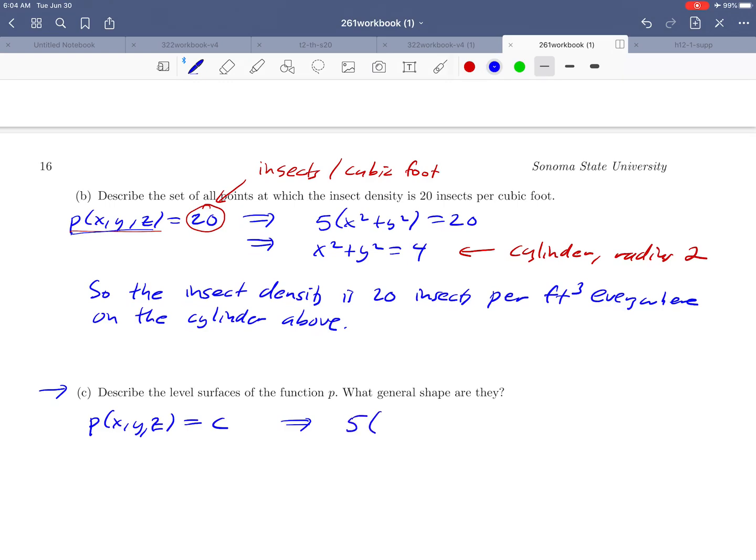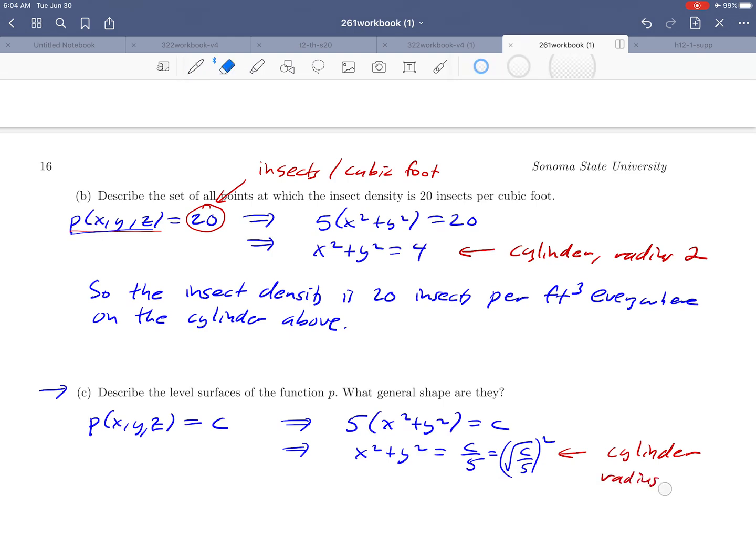So we're going to take the formula for p that we have and set it equal to c. Go through the same calculation that we did above. We're going to divide both sides by 5. Then we can ask, what type of shape are we looking at? Well, this is still a cylinder. If you're wondering what the radius is, you might notice that we could get sneaky here and write this c over 5 as the square root of c over 5 squared. So the radius is actually the square root of c over 5.